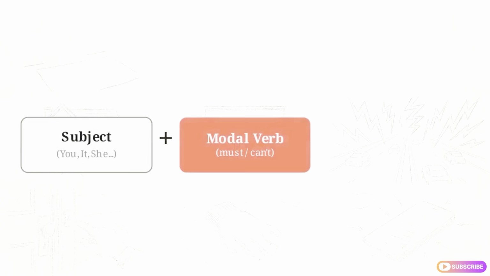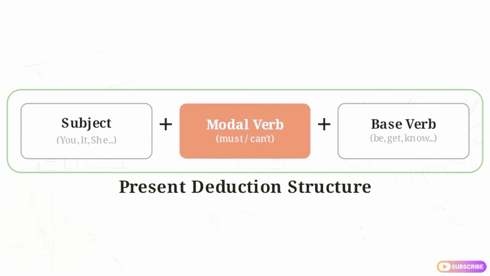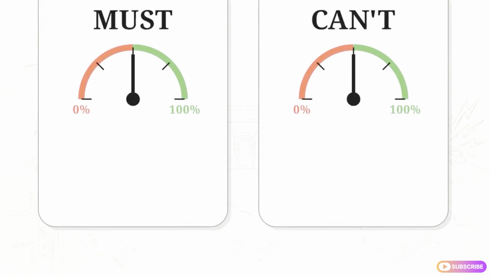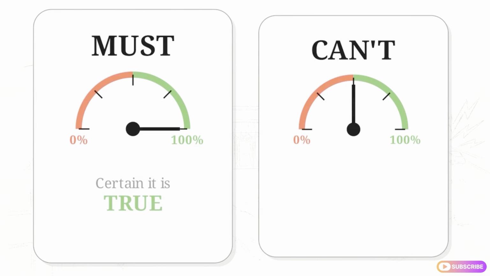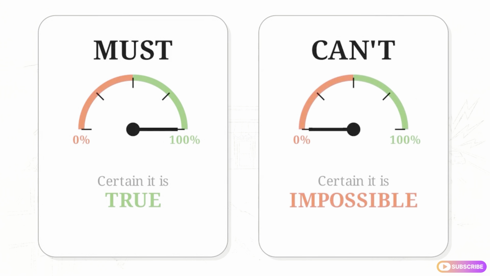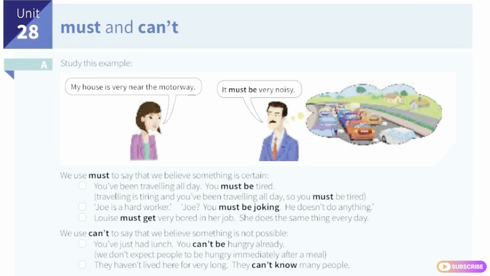By the end of this video, you will have the specific sentence structures required to complete your English grammar in use exercises with confidence. Let's establish our definitions. In this context, must signals that we are certain something is true. Can't signals that we are certain it is impossible. Section A shows the logic. A woman sees a house near a motorway and concludes it must be very noisy.